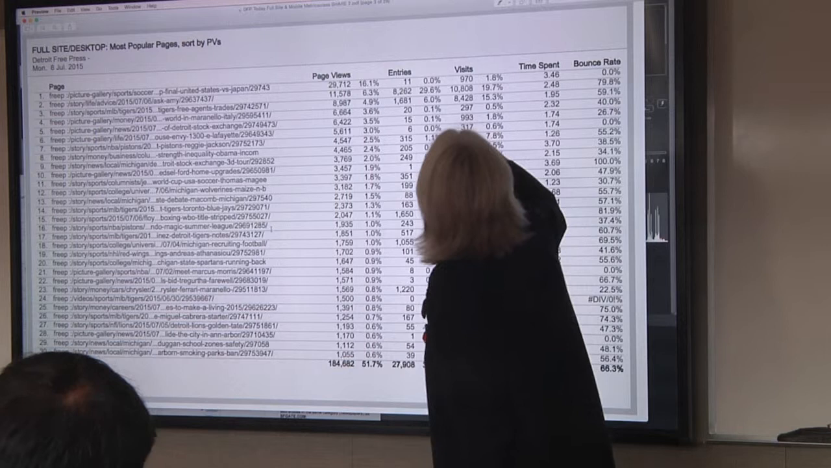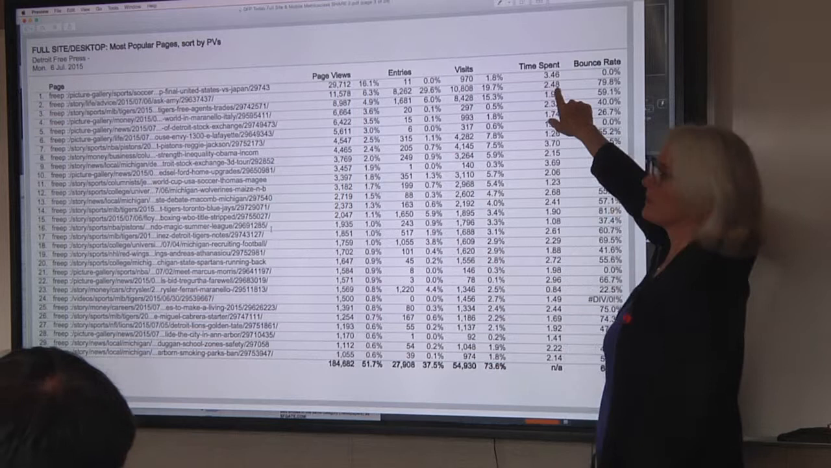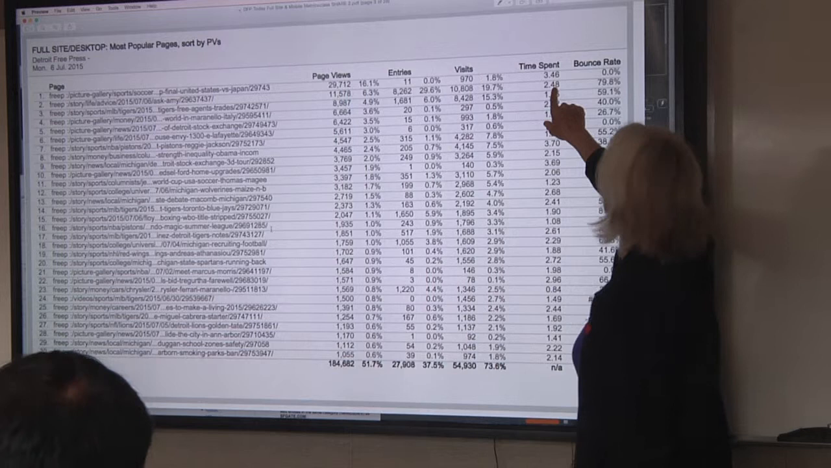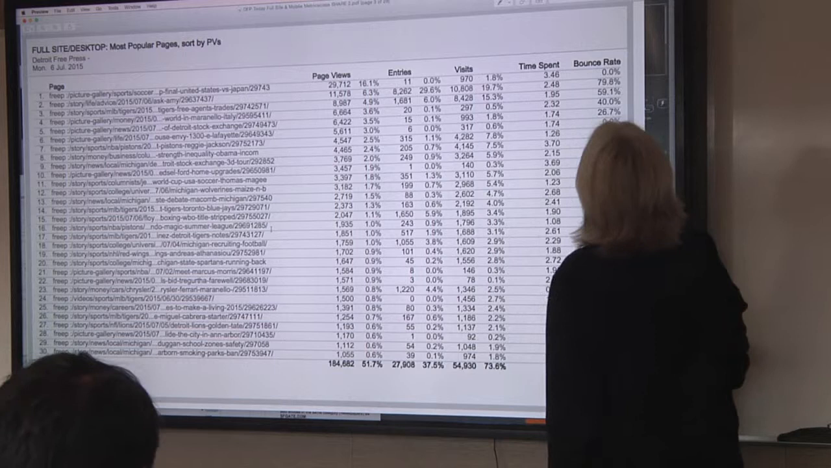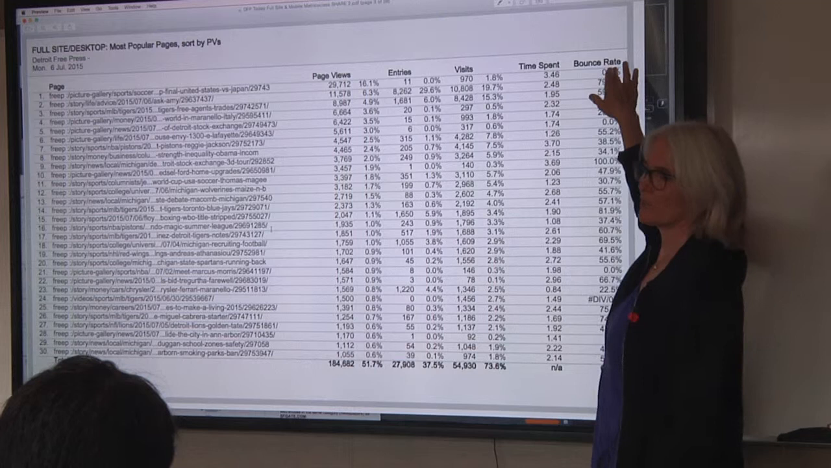They spent 2.48, and so these are percentages. That's not 48 seconds. It's 48% of a minute. And the bounce rate was almost 80%. And you'll see bounce rate for the photo gallery was 0 because people clicked on something else.